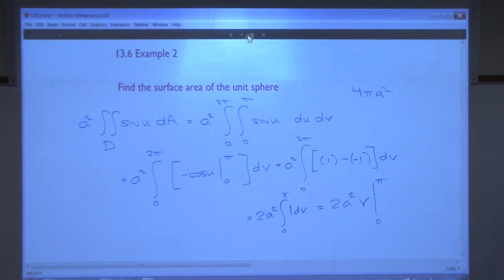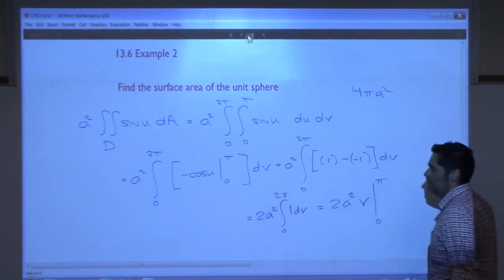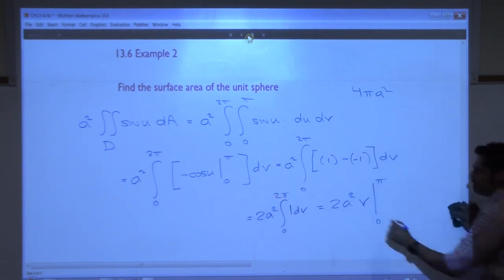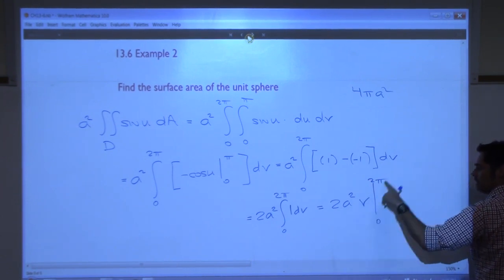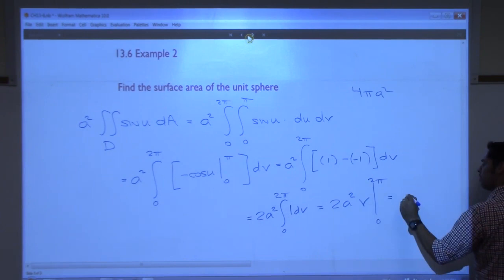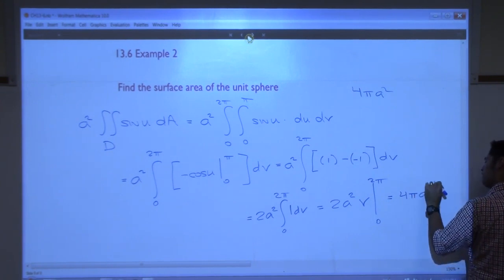Hold on. What? Oh, it's 2 pi. I was about to have a little miniature panic attack there. Okay, 2 pi. I was like, where's the 4? Okay, so plugging in 0, we just get 4 a squared pi, or 4 pi a squared. Check.